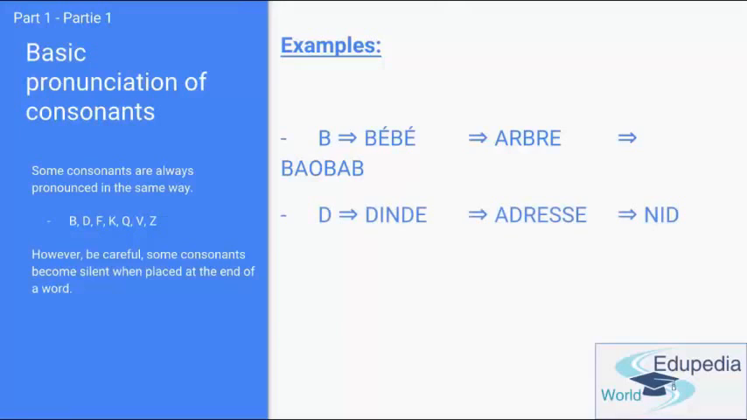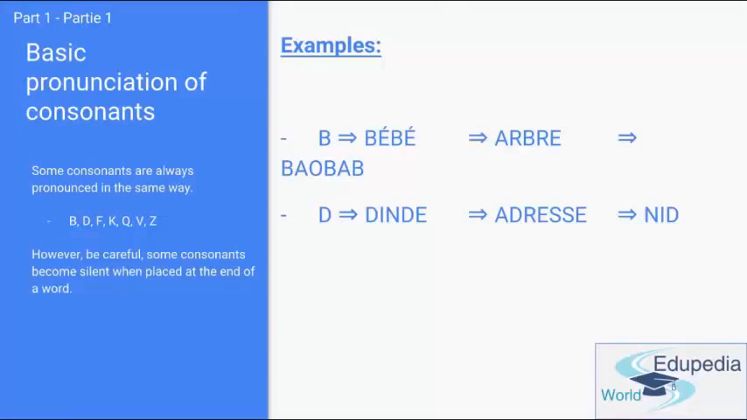D. You can hear it at the beginning and in the middle of the word, or between other vowels, other consonants. It will sound similar. However, in this case, at the end, the sound becomes silent. So, listen carefully. D, dinde, adresse, nid. So if you listen in the first one, dinde, you hear the D in the same way both times. In adresse, it sounds the same again, but in ni, you don't hear the D sound. Don't say nid because that would be wrong in French.